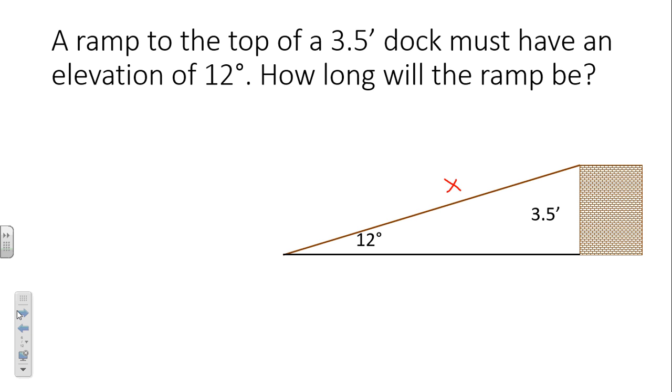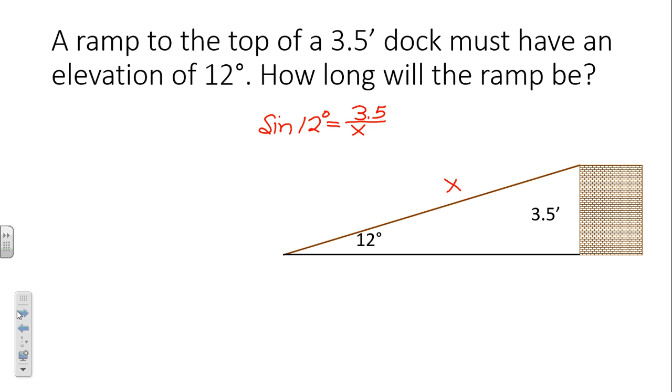Good. We have an opposite. We're looking for a hypotenuse, so we're using the sine of 12 degrees is equal to 3.5 feet over, we don't know. Now, here's the key. Always, always, always solve for x first before you break out your calculator. Because most students are going to just start plugging numbers in.